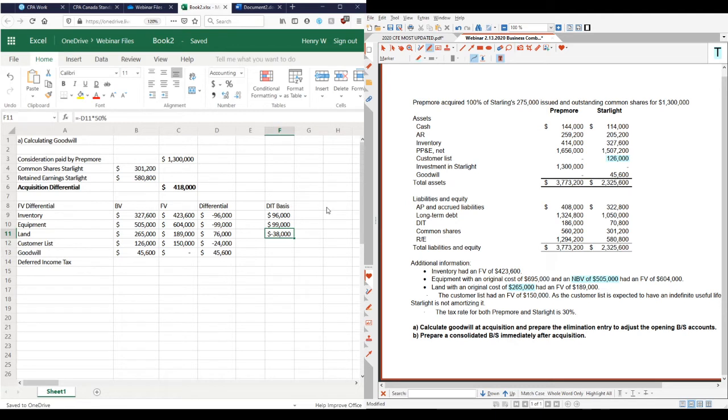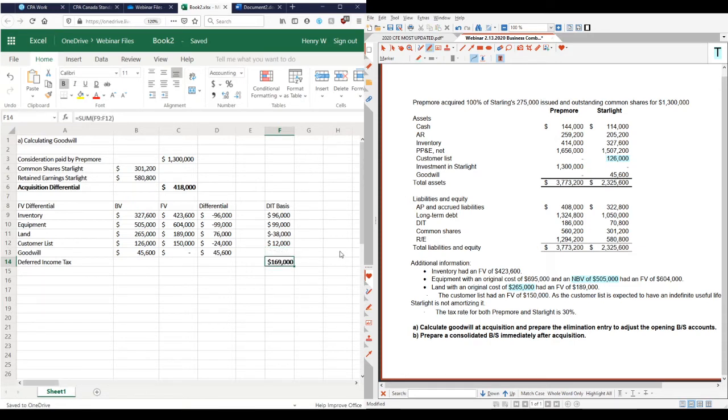And then the customer list is also at a profit, so we're going to take this times 50%, 24,000. Again, customer list is an asset. If you sell it, you're going to get a gain, and in that gain you take 50%, and that's what you get taxed on. So in total, what's taxable right now? $169,000. Let me just move that down here.